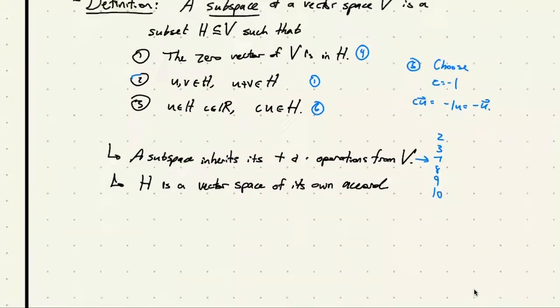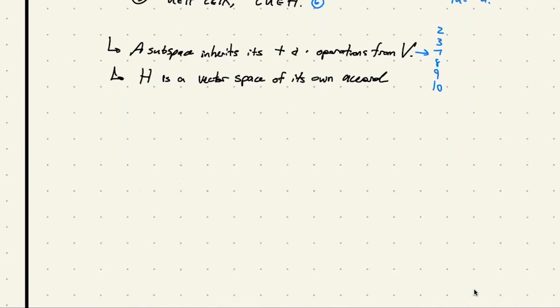So let's look at some examples of subspaces from what we've looked at. I'm going to define H to be the set of vectors in Rn where x1 is 0. This is a subspace.